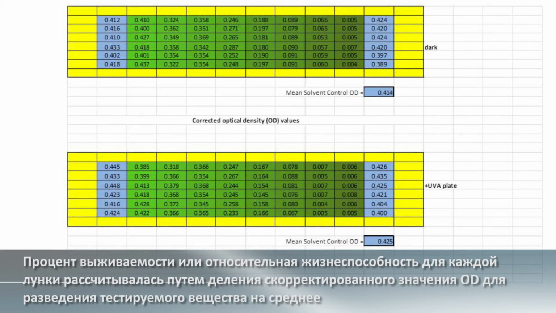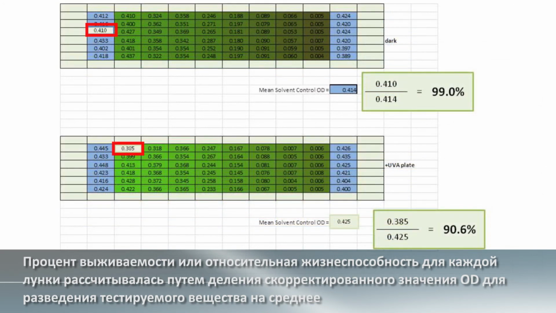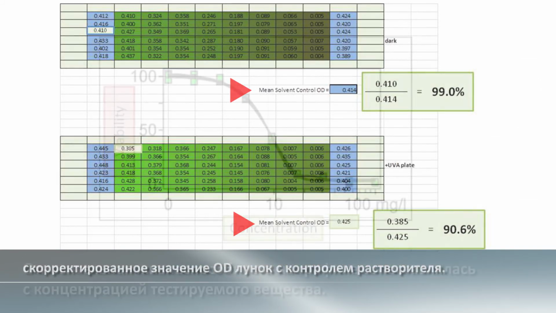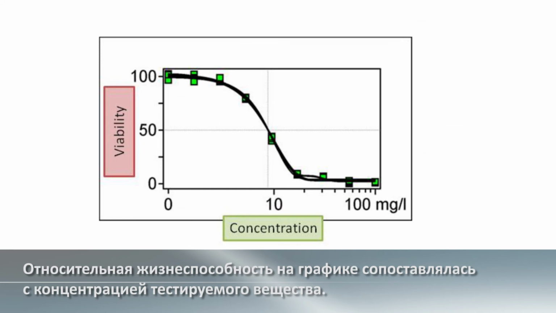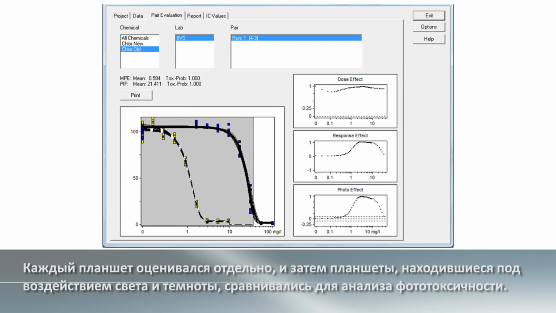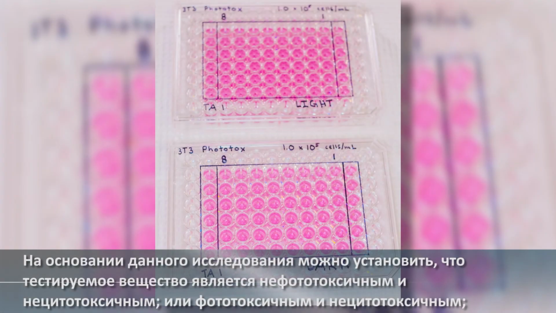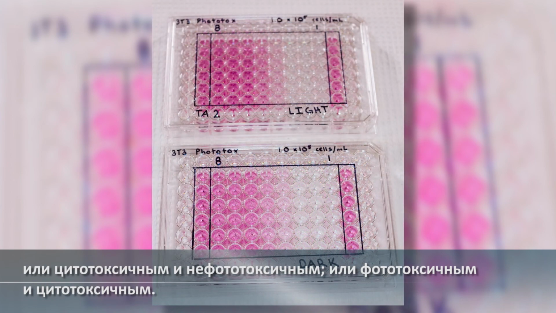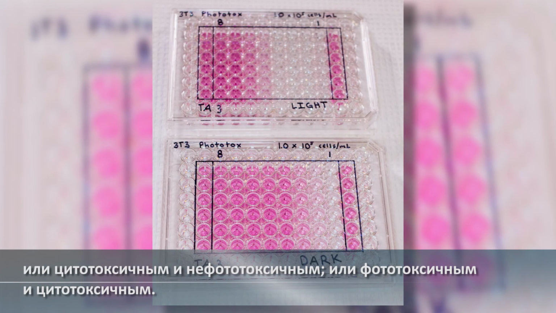The percent survival, or relative viability, for each well was calculated by dividing the corrected OD value for the test substance dilution by the mean corrected OD value of the solvent control wells. The relative viability was plotted against the test substance concentration. Each plate is evaluated individually, and then the light and dark exposed plates are compared for a phototoxicity analysis. Based on the results of this assay, a test substance is non-phototoxic and non-cytotoxic, phototoxic and non-cytotoxic, cytotoxic and non-phototoxic, or phototoxic and cytotoxic.